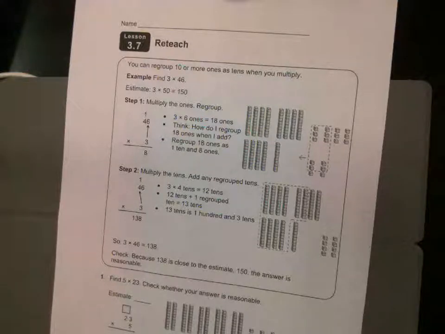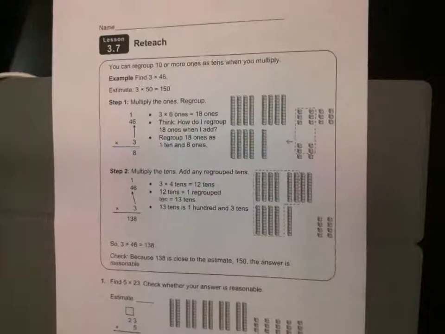And so today, what we're going to focus on is we are going to begin looking at how to use the standard algorithm to multiply. And we're going to focus on how we would regroup when we have to multiply. Because when you add, you have to regroup sometimes. You have to carry the one or carry the whatever. You know what I'm talking about? Sometimes you have to do that as well when you multiply. And so that's what we're going to look at today.